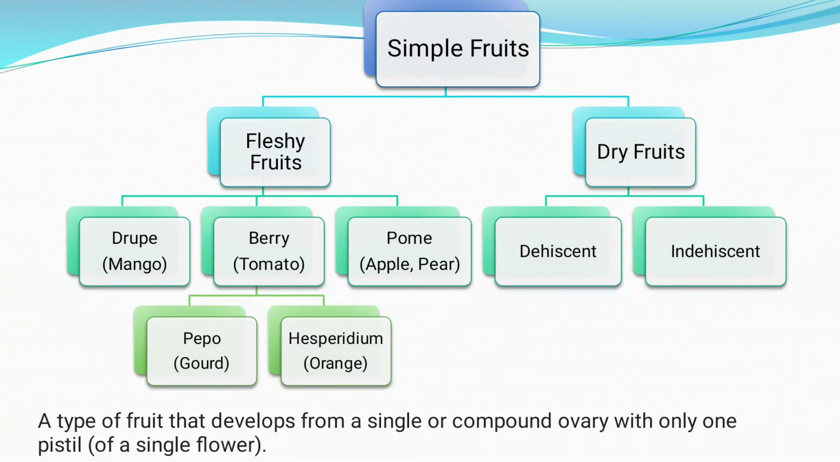Again the fleshy fruits means they are having moisture content in abundant quantity. The flesh is in abundant quantity. In dry fruits low moisture content is available. So the fleshy fruits are again categorized into drupe, berry and pome, and the dry fruits are categorized into dehiscent and indehiscent. So we will understand what is meant by these fruits.